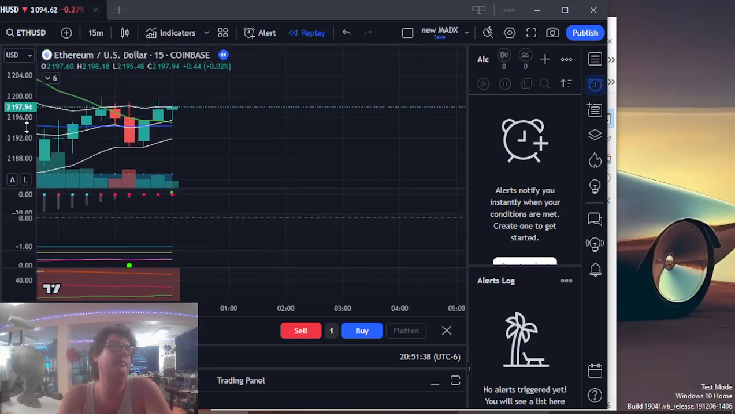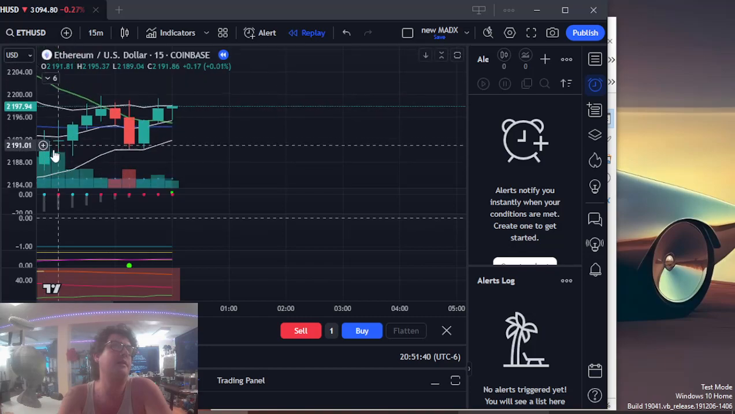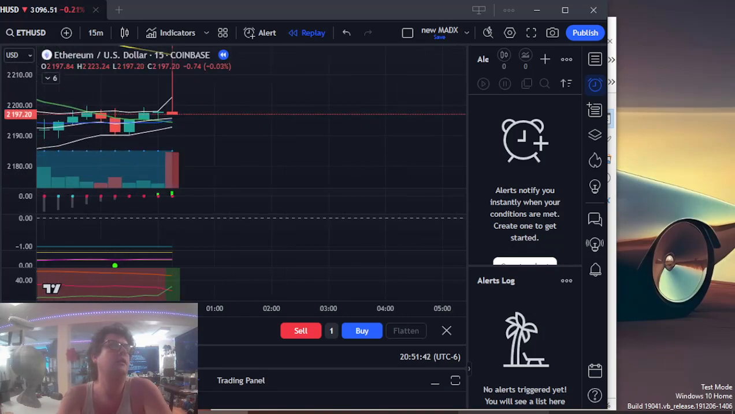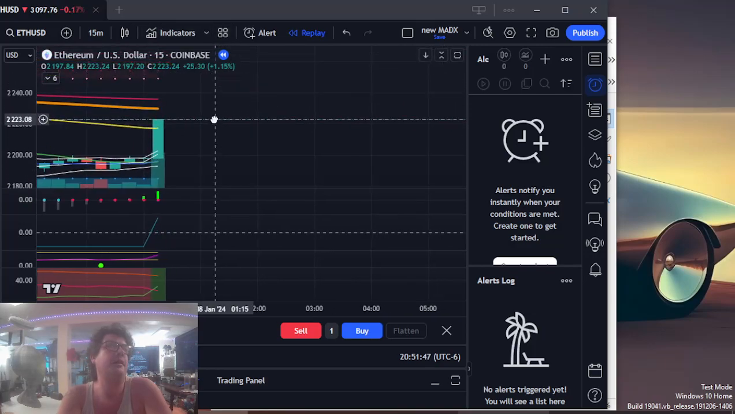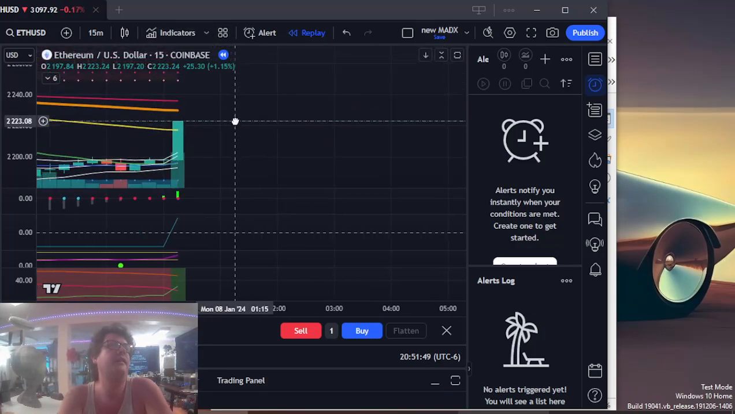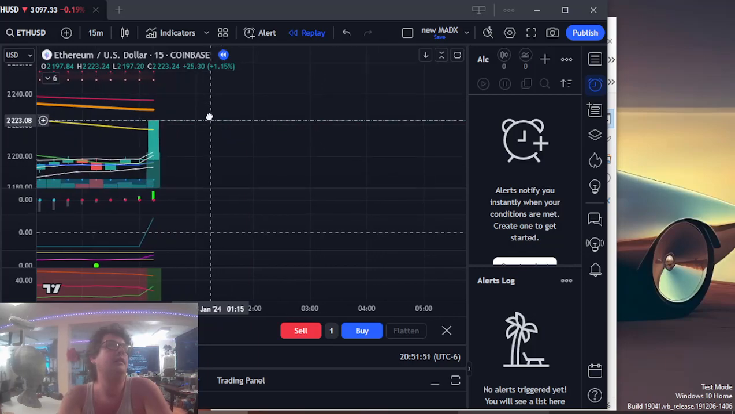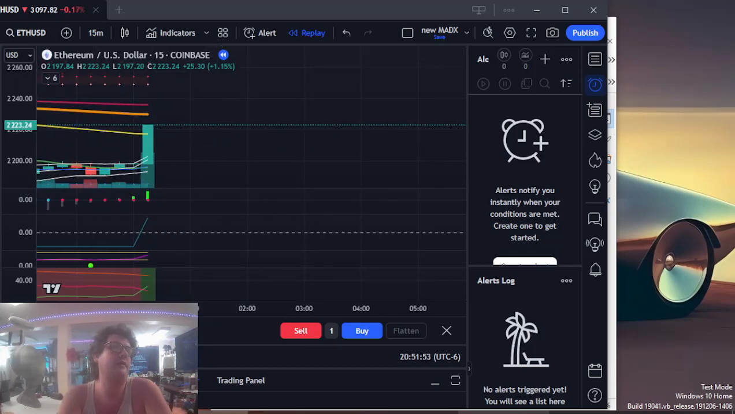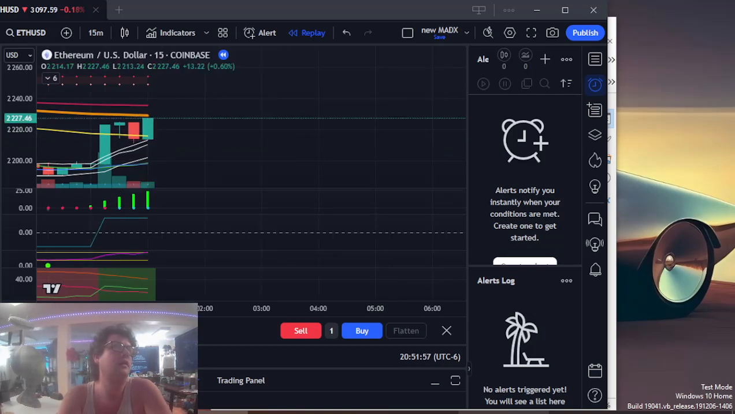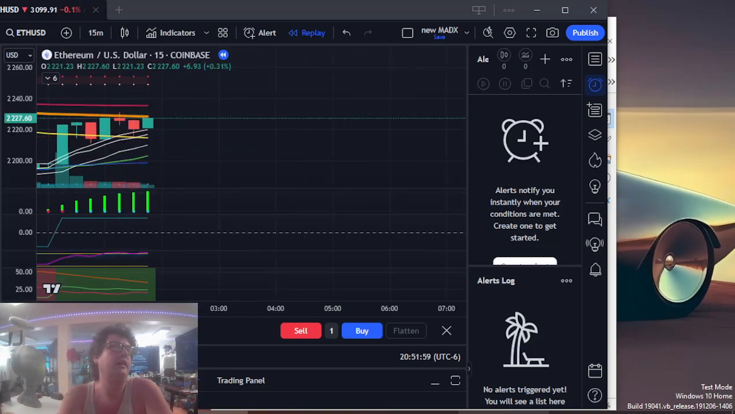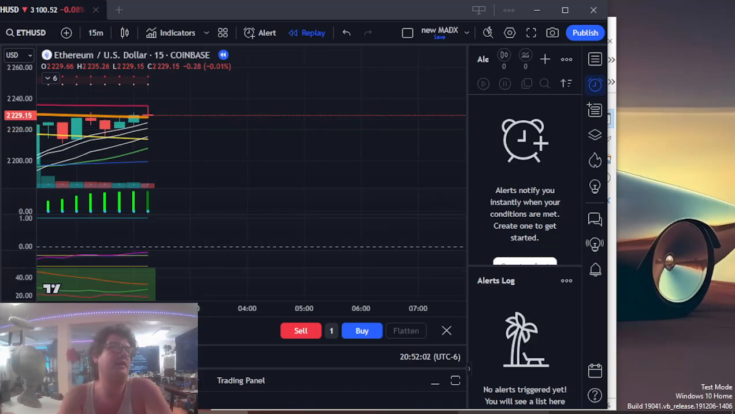Let's make this a little bigger. That is not above the line. Man, too bad all those moving averages are in the way. It's like perfect. Yeah, we need some volatility, baby.